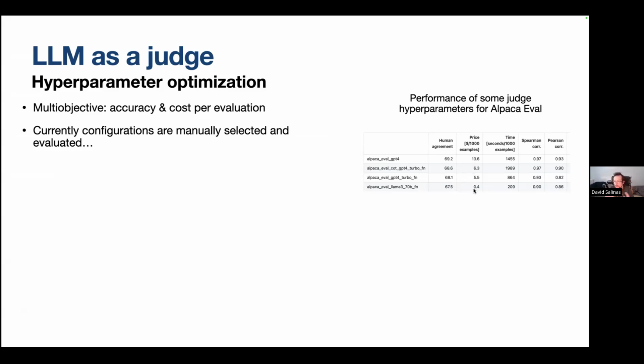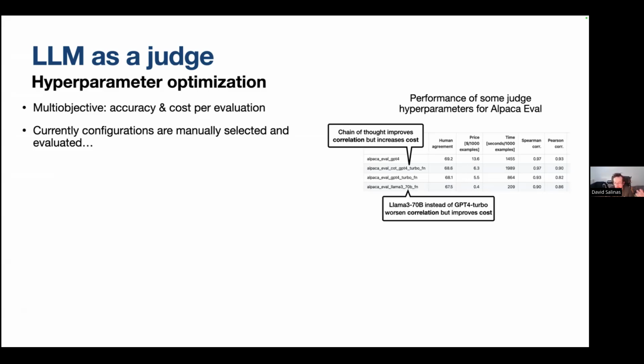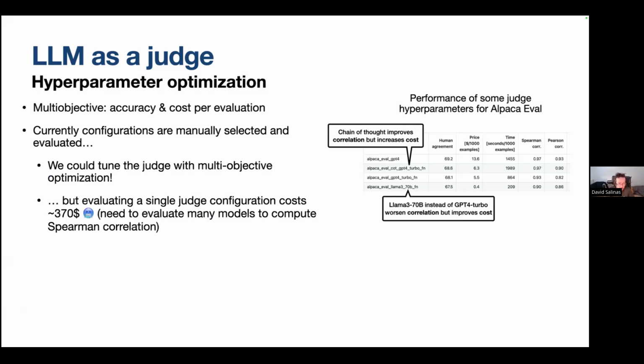It's basically multi-objective optimization in a sense. They say, hey, I know if you do chain of thought, it improves correlation, but increases cost. And if you use an open model, it's worse, but it improves the cost. And this is something that we want to tune. So okay, and I said this $2 million would be the cost to evaluate all judges.